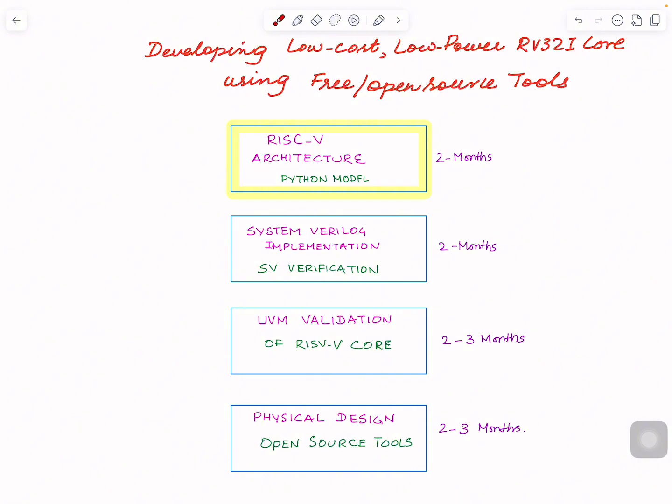Then my plan is, I forgot to mention that here, I want to create a Python model of it so that it can give us practice of the instructions, as well as help us later on during verification. After the SystemVerilog implementation, we need to validate this very thoroughly, so that eventually we have an IP that is not just a student project, but an actual IP that we can build on and distribute.